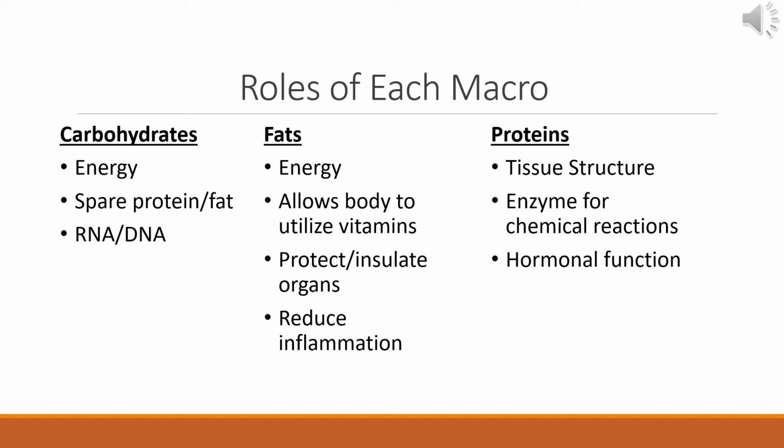Fats, again, they give us energy. They allow our body to utilize certain vitamins, mainly A, D, E, and K. They help to protect, insulate, and keep warm our organs, and intake of essential fatty acids helps to reduce inflammation. Proteins are responsible for tissue structure and muscle structure. They're also used as enzymes for chemical reactions, and they promote optimal hormonal function.